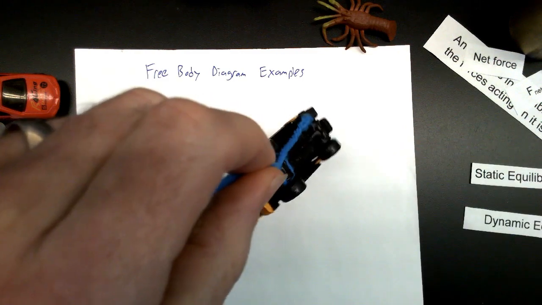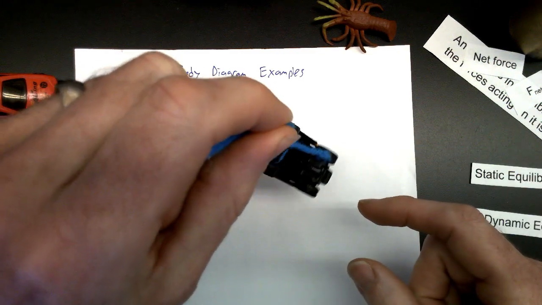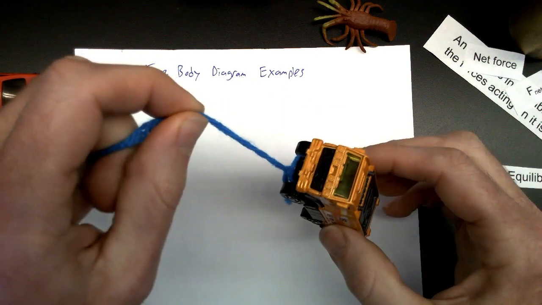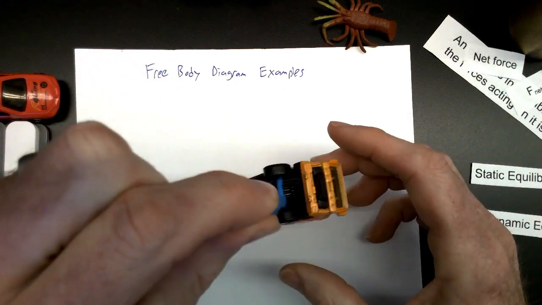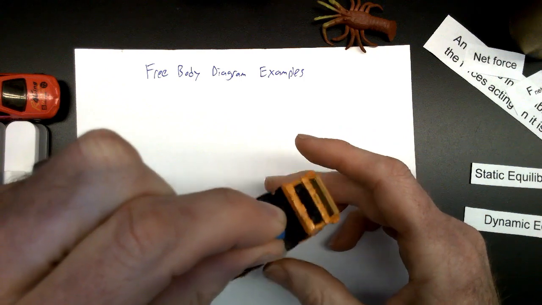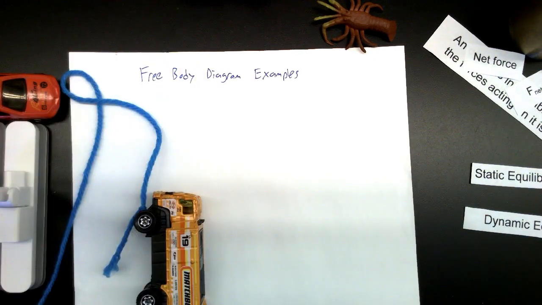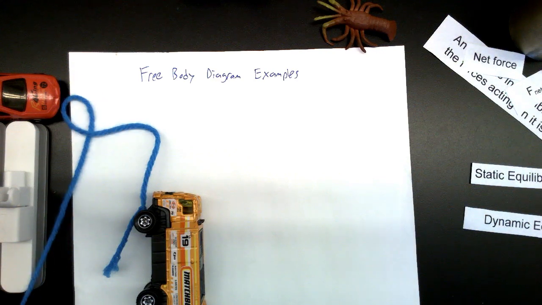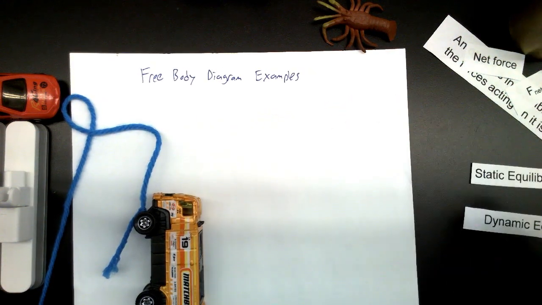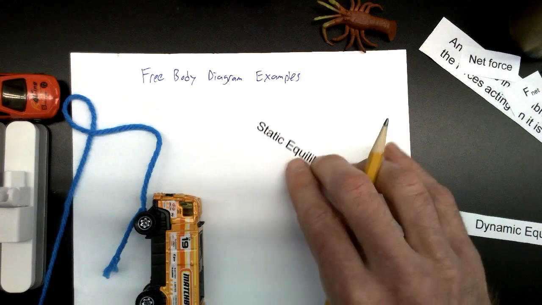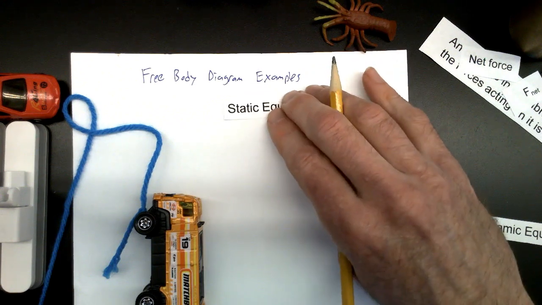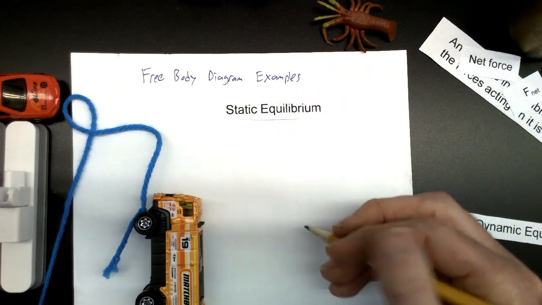So let's start out with a simple example. Let's say that I've got a truck that's just hanging by a rope. So let's do a free body diagram example of that. We want to line ourselves up so we're looking at it from the side like that. So a pretty simple free body diagram to do. This is going to be an example of something that is in static equilibrium. So I know that my forces all have to add up to 0.